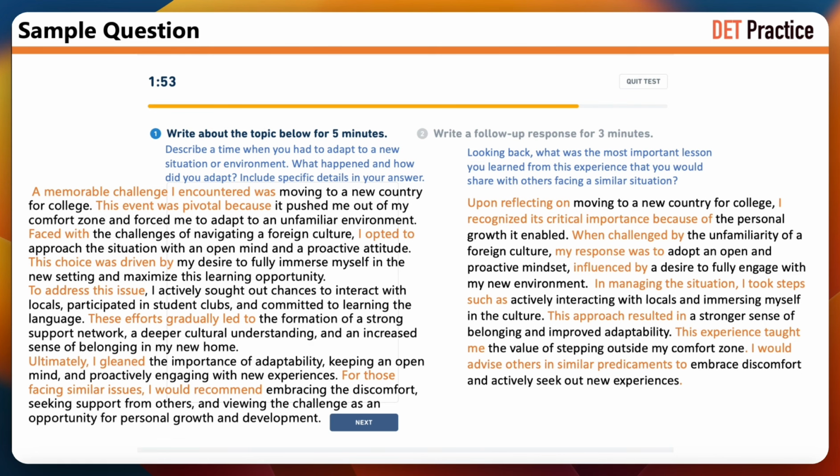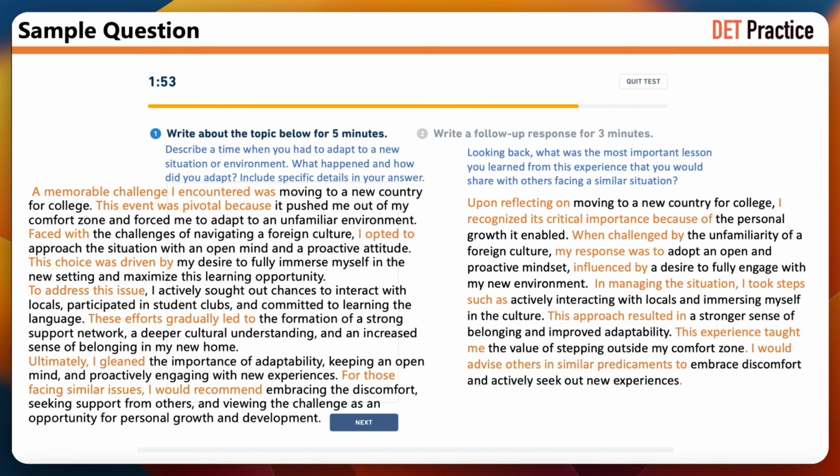The motivating factors are clearly stated. The detailed process is described using the template structure. "To address this issue, I actively sought out chances to interact with locals." The outcomes are then explained. "These efforts gradually led to." The conclusion uses "ultimately, I gleaned," and provides recommendations as suggested by the template.